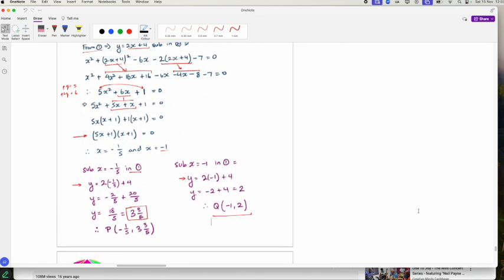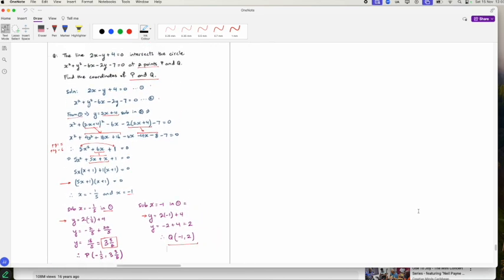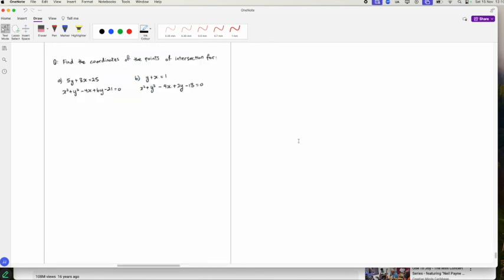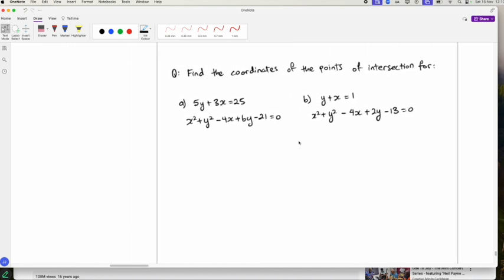So you can see when you do the quadratic and you end up with two different answers, that means it's a secant, right? So these here are two examples that you should do for homework, so you can just screenshot that.